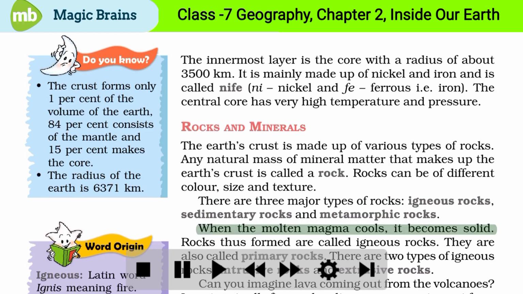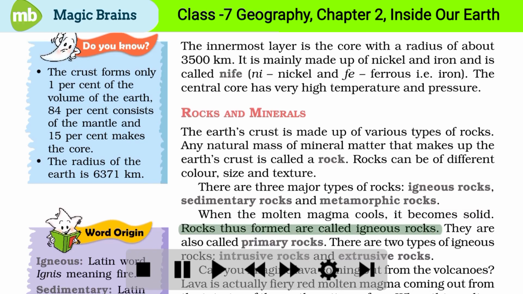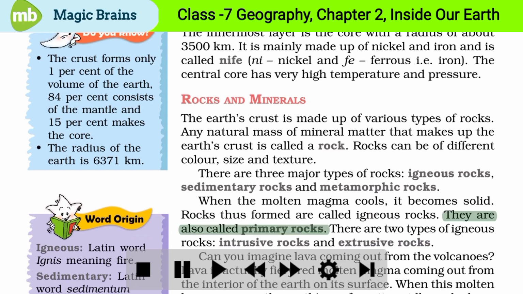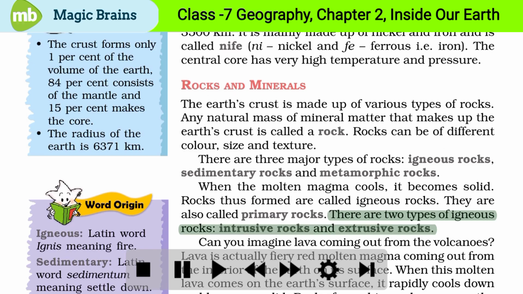When the molten magma cools, it becomes solid. Rocks thus formed are called igneous rocks. They are also called primary rocks. There are 2 types of igneous rocks: intrusive rocks and extrusive rocks.